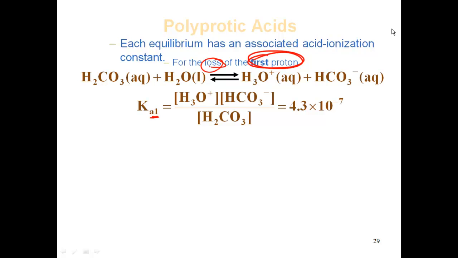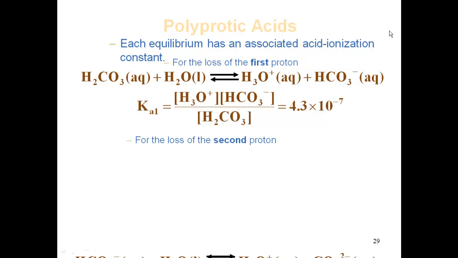So it'd be hydronium ion concentration times your bicarbonate ion divided by your carbonic acid equal to the value of K, which is Ka1, at 4.3 times 10 to the minus 7th. Now we do things by one proton at a time. So we have our first equilibrium, then we have our second proton that will come off. So now we're talking about the loss of a second proton.